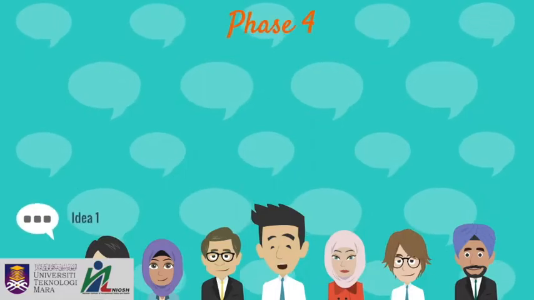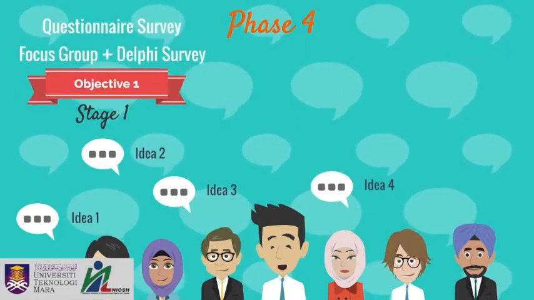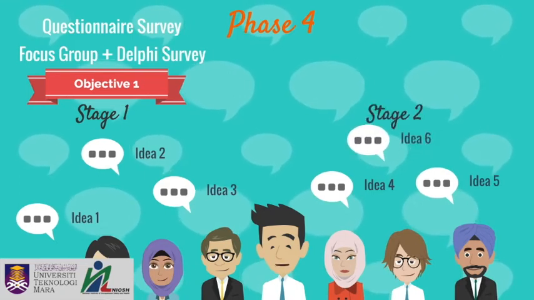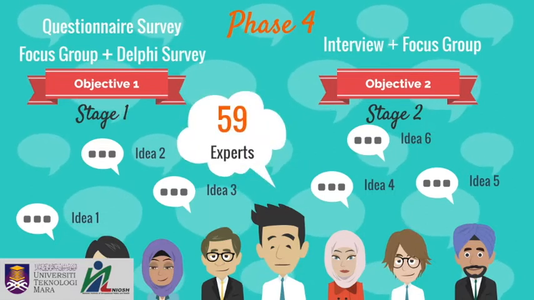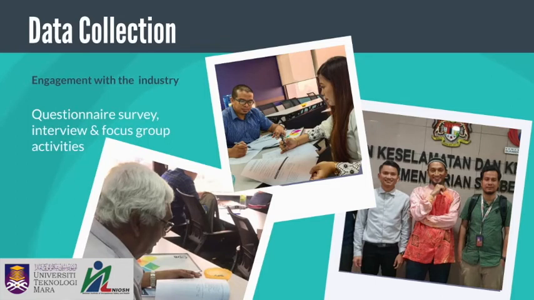The fourth phase involves 2 stages. The first stage is to achieve Objective 1 by quantitative and qualitative methods. The second stage is for Objective 2 by a qualitative method. A total of 59 experts participated to achieve the 2 objectives.